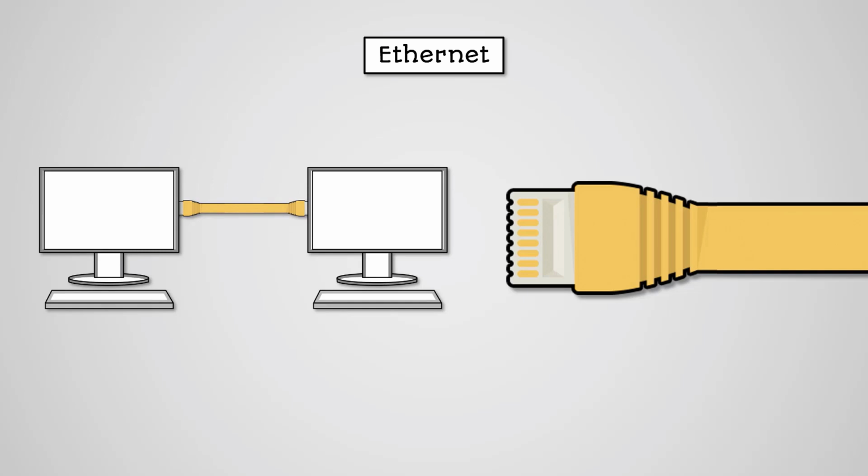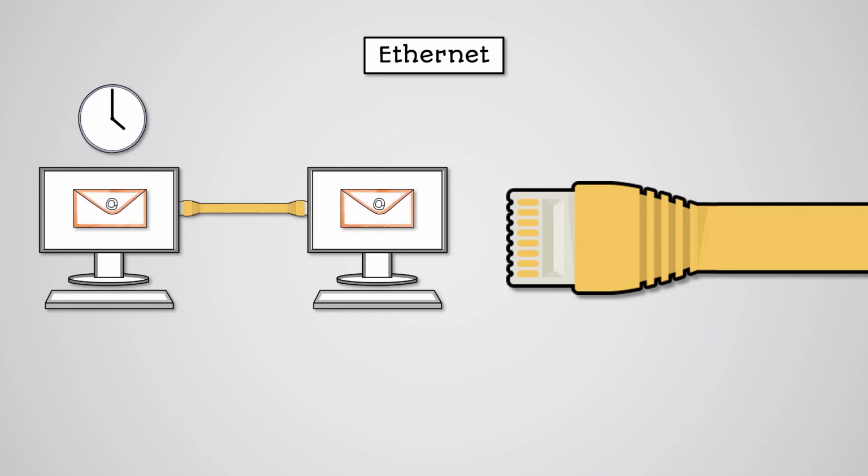The protocol is as follows. A device cannot transmit data if the network is being used by another device. It waits until the network is free before transmitting data. If two devices transmit data at the same time, a collision happens. Both devices will wait a random amount of time before transmitting data again.